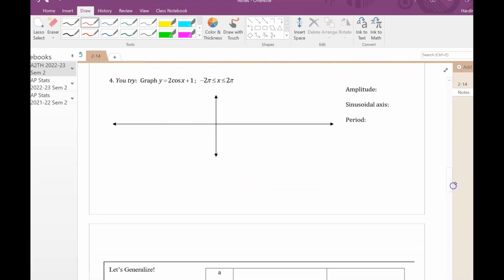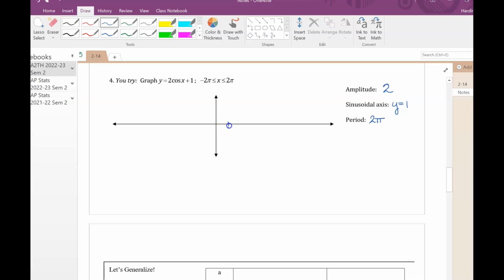Like I said, I know I'm going fast, so feel free to pause and slow down and re-listen to it if you need to. All right, in this question, this is a cosine. This will be a new one, but the transformations are all the same. So the amplitude is going to be 2 because of that vertical stretch. The sinusoidal axis is moved up to 1. The period of the graph has not changed. Take note that we're in radians now.